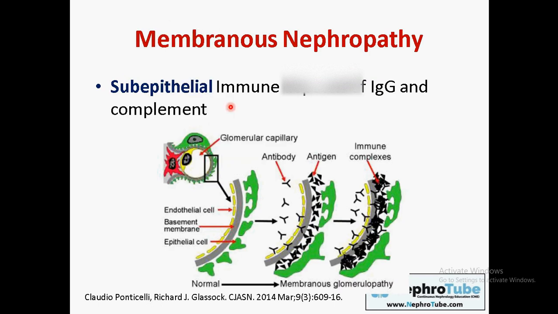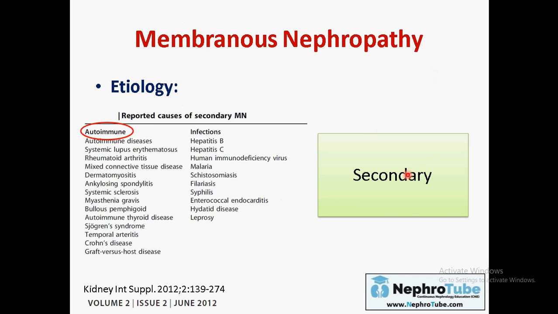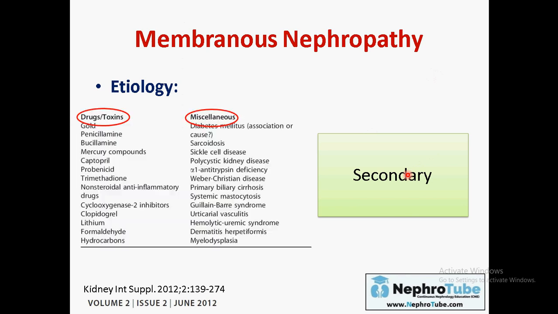Regarding pathology, the main site of the deposits of membranous nephropathy is subepithelial, and the main type of the deposits are immunoglobulin and complement deposits. As in any glomerulonephritis disorder, membranous nephropathy may be of a primary etiology or secondary etiology. Primary etiology is the most common, mainly in 2/3 of the cases. And secondary etiology of membranous nephropathy may be due to autoimmune diseases, malignancies, drugs and toxins, and some miscellaneous conditions.